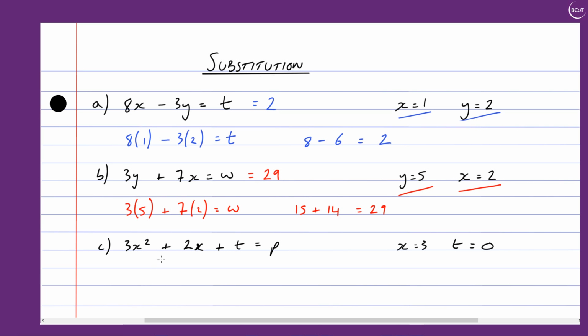Finally, 3x squared plus 2x plus t equals p. It wants us to work out what p is. So x is equal to 3 in this question and t is equal to 0. Well, let's put 3 in wherever we see x, and let's put 0 in wherever we see t. So that's 3 times x squared will be 3 squared, plus 2 lots of x is 2 lots of 3, plus t, but t is worth nothing, so put plus 0 equals p.